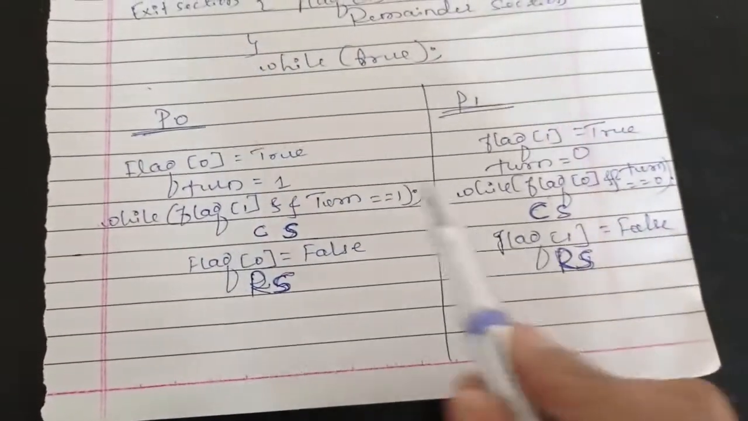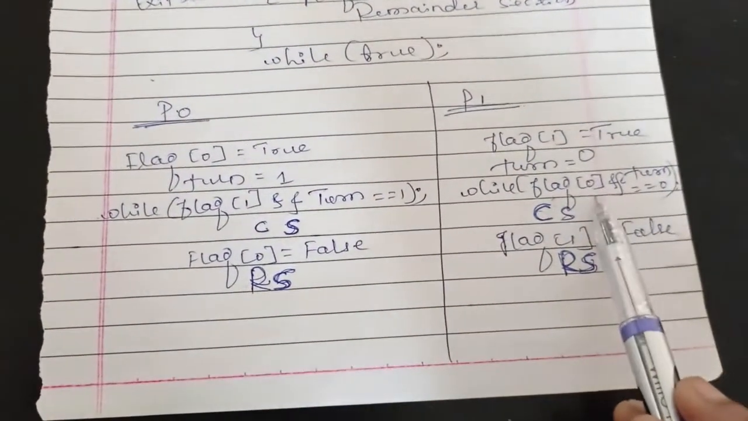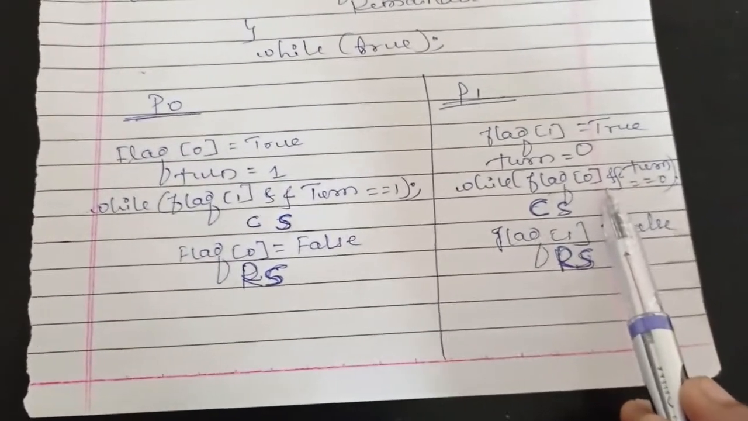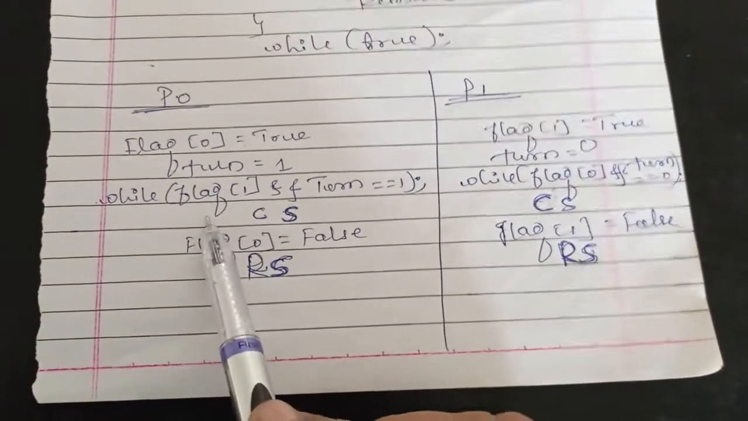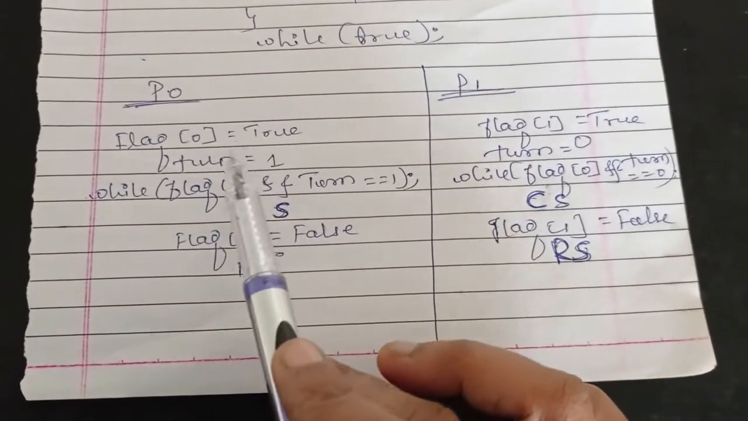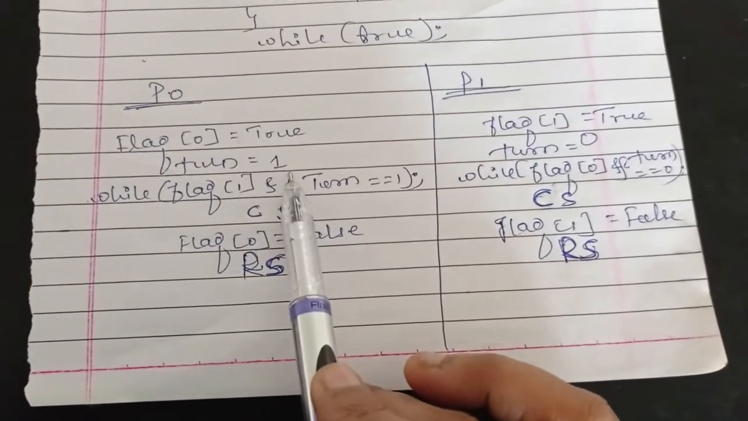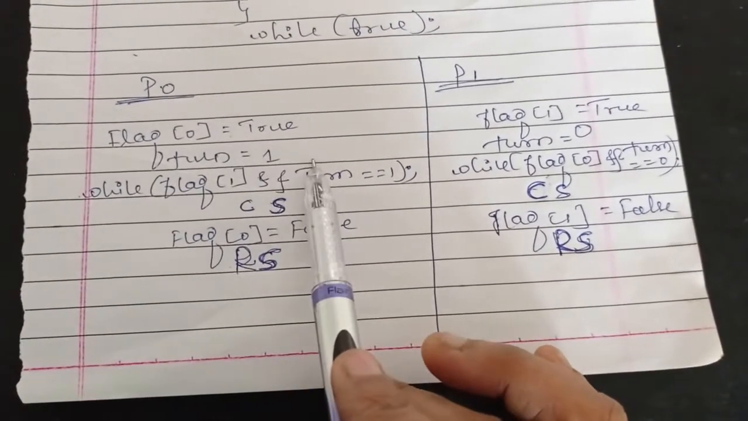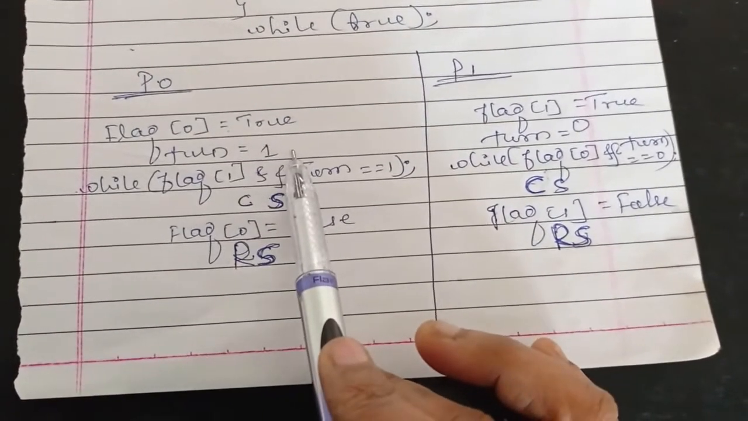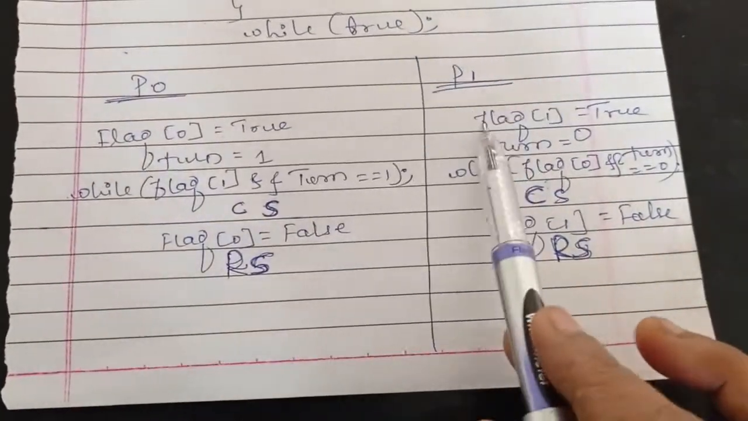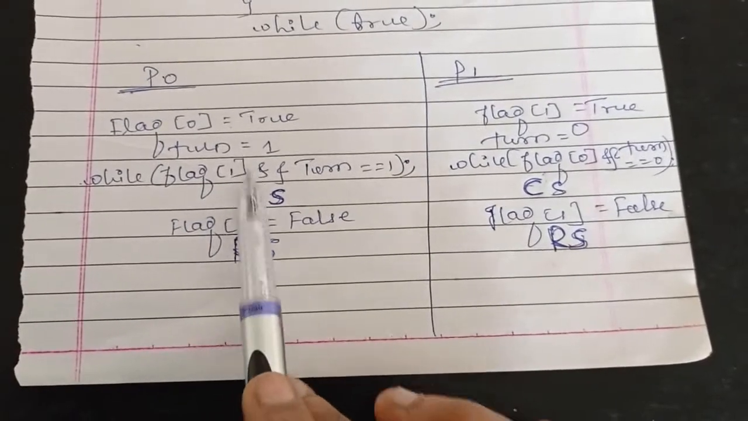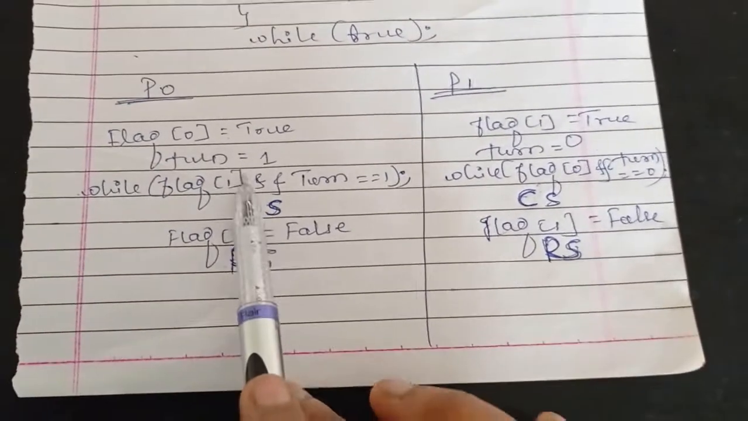Remember, process P0 is already, as I told, waiting to enter its critical section. So now flag 0 is true and turn is 1. So flag 0 is true and turn is equal to 1. Whether turn is equal to 1 means what? We are once again asking. So if it is not ready, then P0 is going to take a chance now.